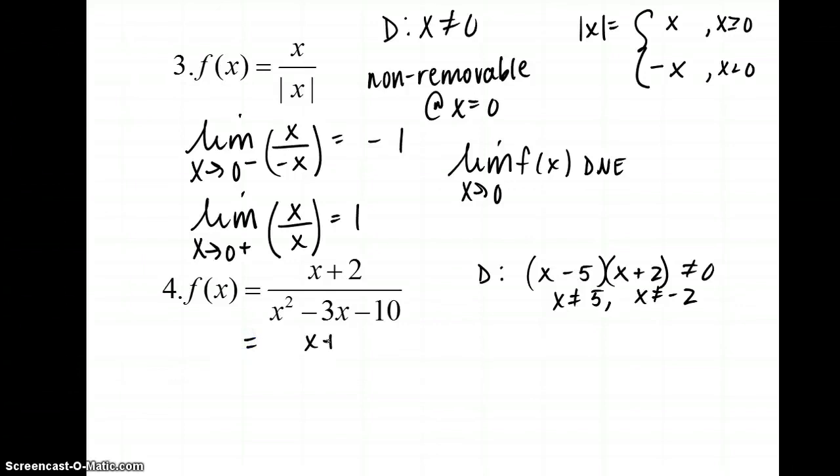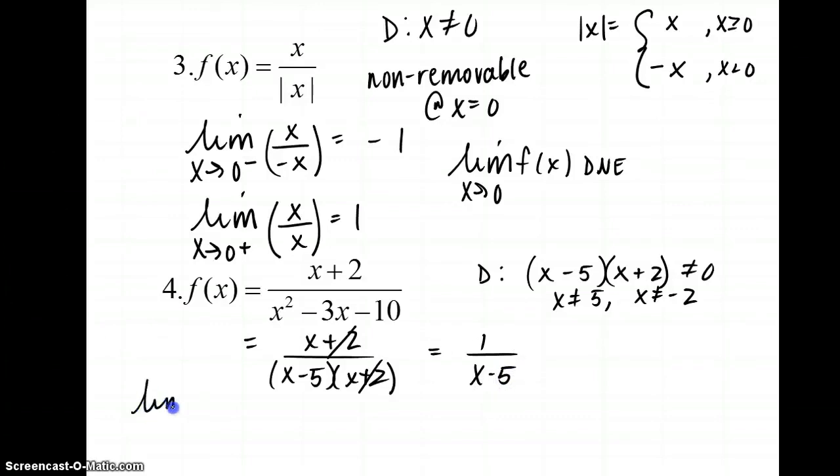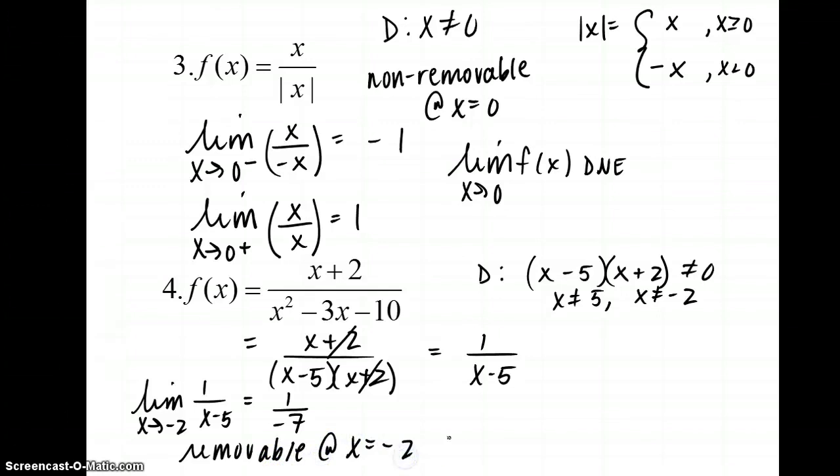Before we do that, though, I'm going to attempt to simplify my function. Now that it's in factored form, these cancel. So when we discuss the limits, we're going to use the simplified function to determine the limits. Limit as x approaches negative 2 of my simplified function gives me 1 over negative 7. Since the limit exists, it would be a removable discontinuity at x is equal to negative 2.